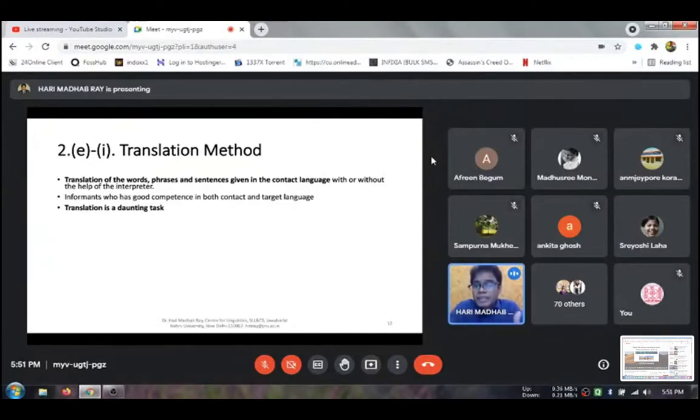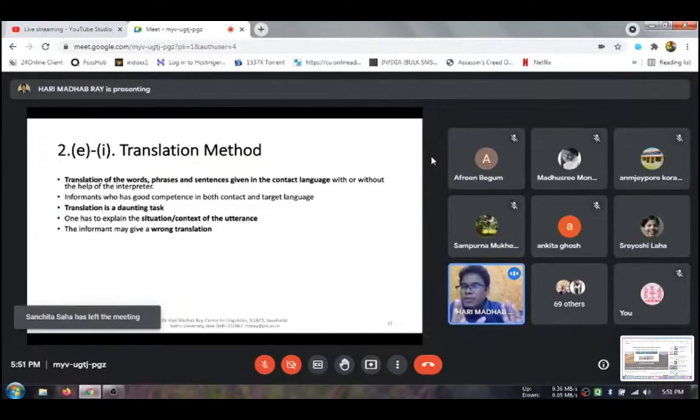But there are some techniques we do follow, especially in linguistic research, to get to the real thing. Working in the field with the informant, one is to explain the situation or the context of the utterance. As you know, language does not happen in isolation. Language always has a certain context or situation. So one sentence can have different kinds of meaning. Let's say, I forgot the book.